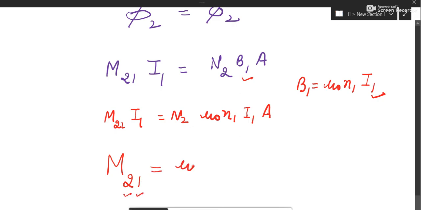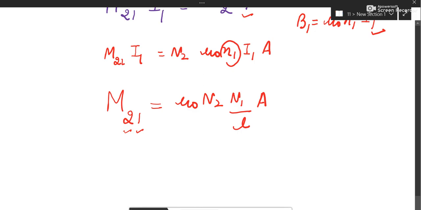So it is equal to mu naught N2, and this can be opened as N1 by L. L is common, the length was the same for both. I1 was cancelled, sorry, so I have written again; I1 is not written. So this is the formula of mutual inductance of coil 2 with respect to coil 1.